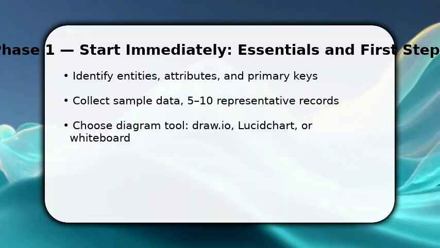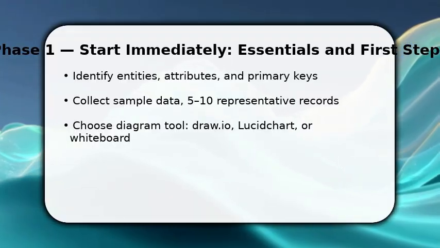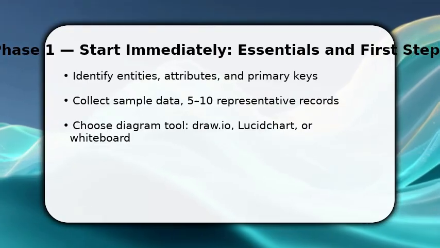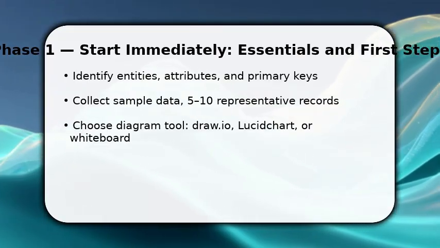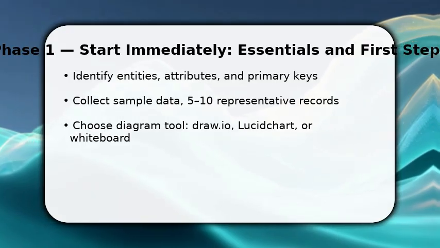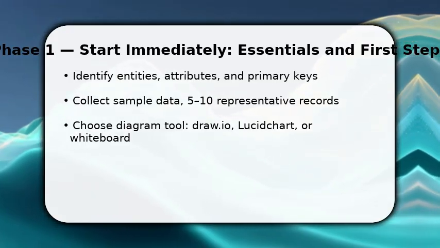You begin by confirming prerequisites: entity list, sample data, and a chosen tool. Once you have 5-10 records, map obvious entities and primary keys to avoid rework.